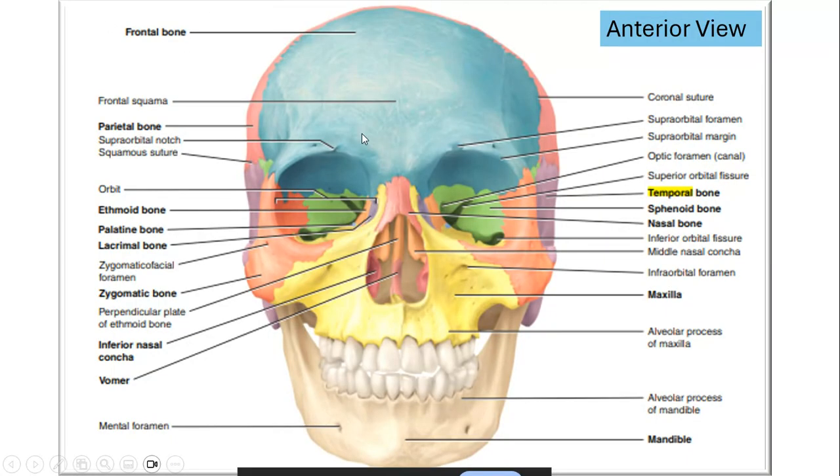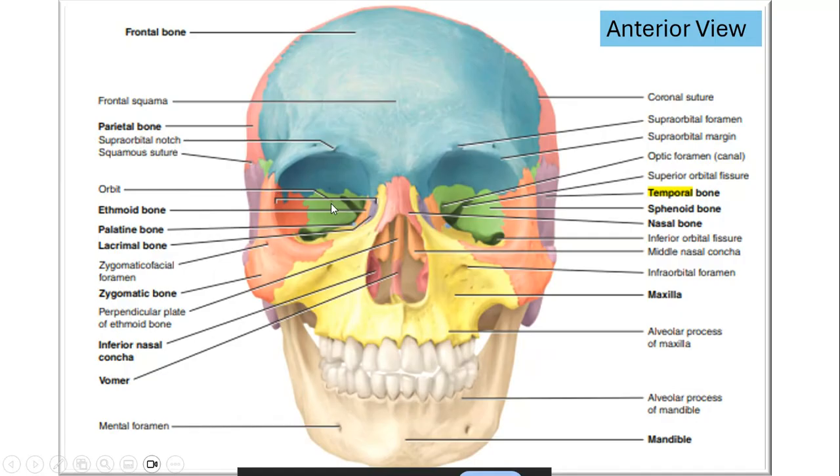So this is the frontal bone. This is a frontal squama. It's a flat area. This is a parietal bone, right? I told you the parietal bone is like a wall on both the sides. This is a supraorbital notch, this particular part, right? This is the squamous suture, right? When we talk about sutures, sutures join different parts of the cranial bone, right?